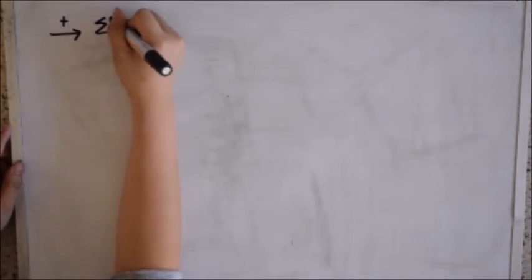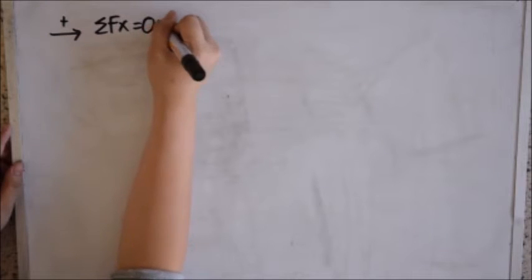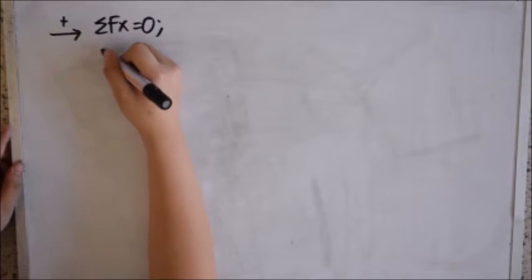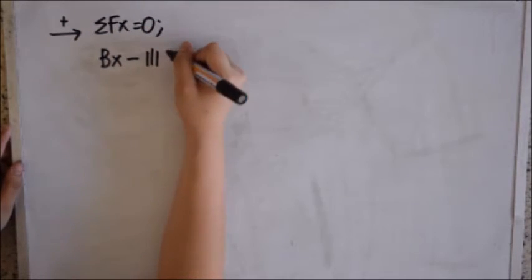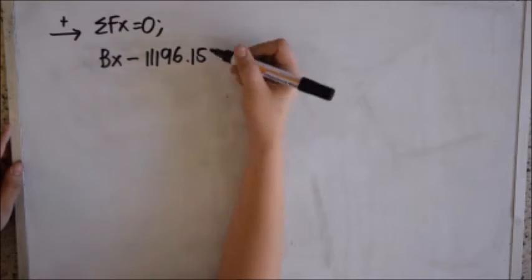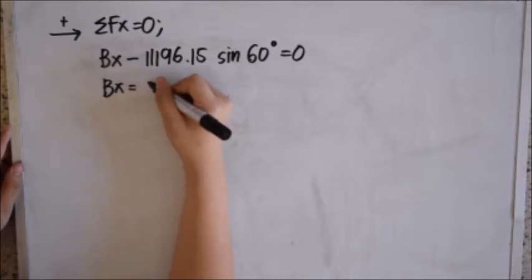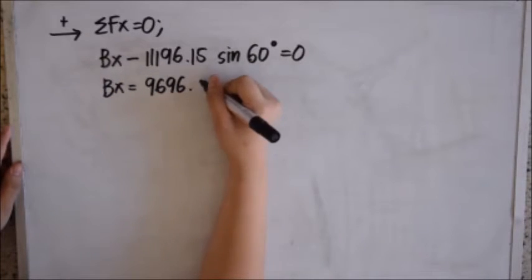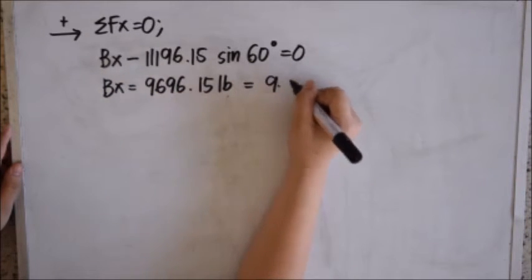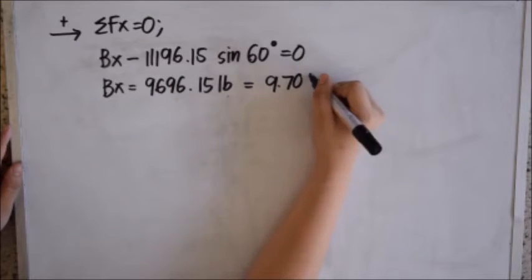Para makuha natin yung sa Bx, summation Fx lang. So, summation f of x is equals to 0. Bx minus 11,196.15 sine 60 is equals to 0. So, ang Bx natin is 9,696.15 pounds, which is 9.70 kips.